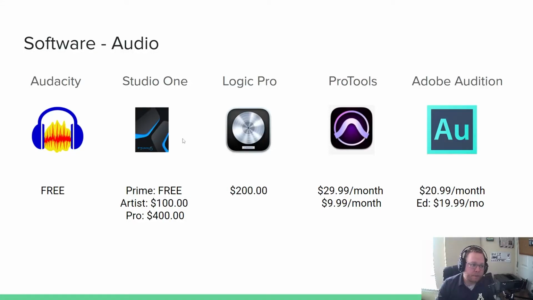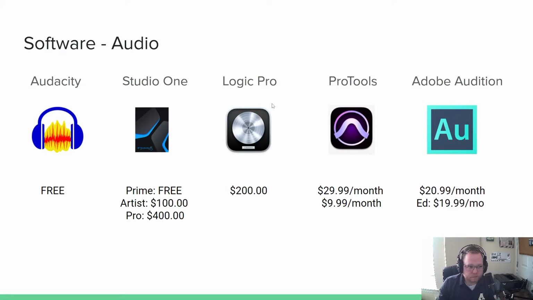Studio One is what I personally use. I use the Professional Edition. But there's a Prime version that will do everything you need for recording an audition video that's completely free to you. So Studio One, I believe they're in version 5 now. Prime is free. There's an artist version which gives you a little bit more. And then obviously the professional version is a little bit expensive, but then you have the full use of the software.